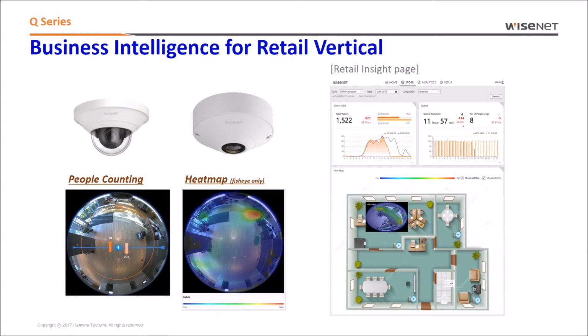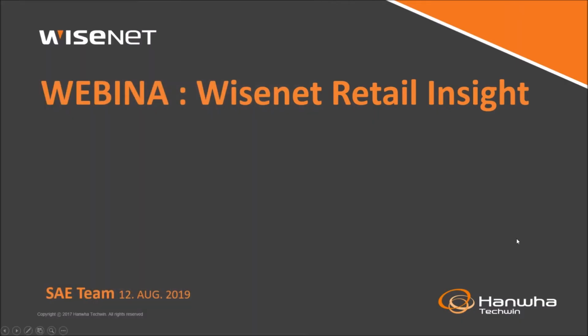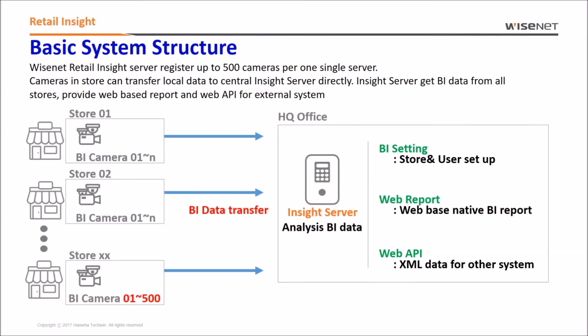And now we're going to move on to the Retail Insight software. The concept of this software is a central management system for multiple stores. Cameras in the stores will send VI data to the Insight server, which will be installed in the HQ. So the user can gather people counting, queue management and heat map data from every store. From this Insight server, the user can make reports, and also compare among the stores and analyze this big data.